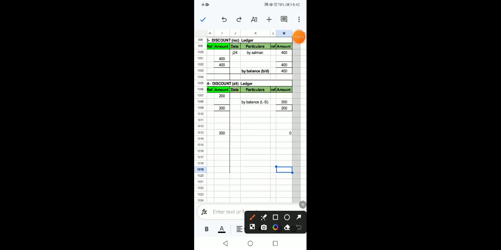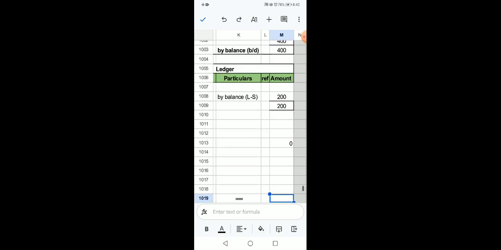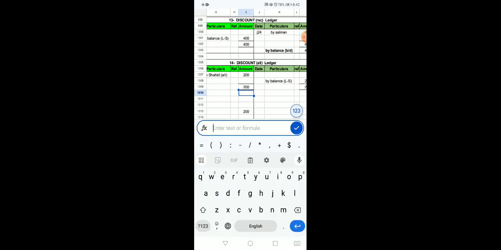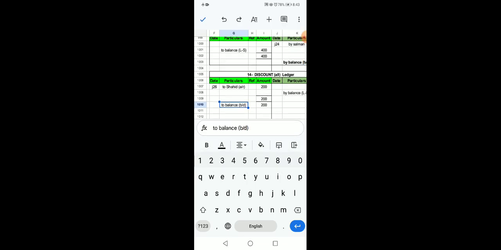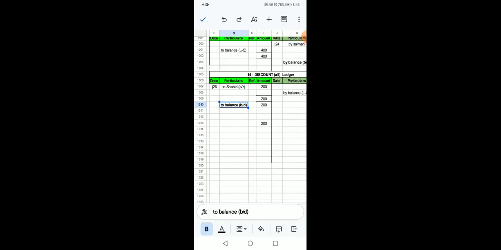It's time to take the next step. You will bring this balance downwards to the opposite side. Initial balance was calculated on credit, so you will go to the opposite side downwards and will write the same initial balance on the opposite side with a twisted name, and you will write to balance over here. Why am I calling it twisted? Because you will write brought down with it. This was the requirement of making the ledger for the discount.